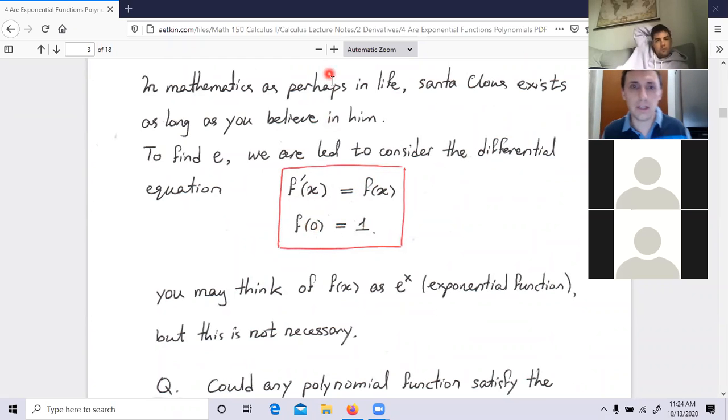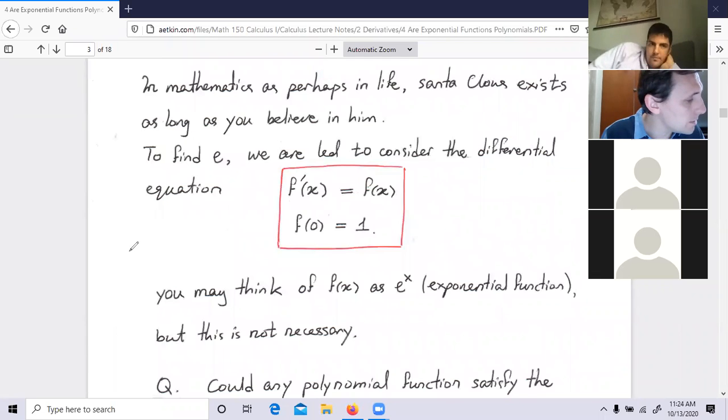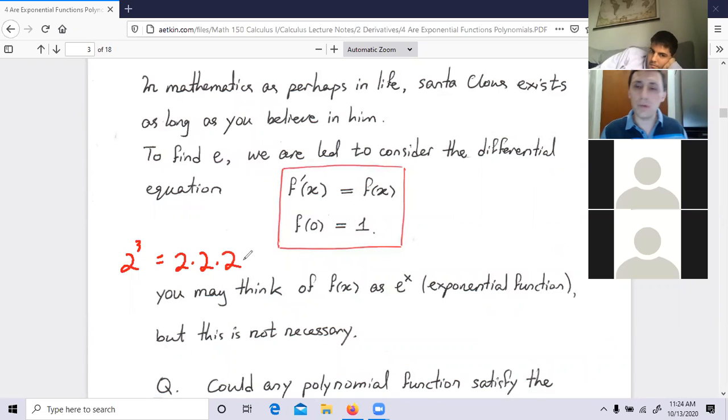Remember how we figured that out, guys? It's very simple. When you have powers, for example, 2 to the power of 3, that just means 2 times 2 times 2, right? That's where we have this notation. We begin by mimicking multiplication.